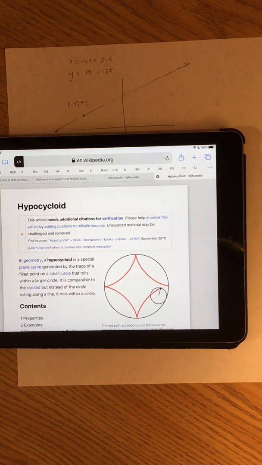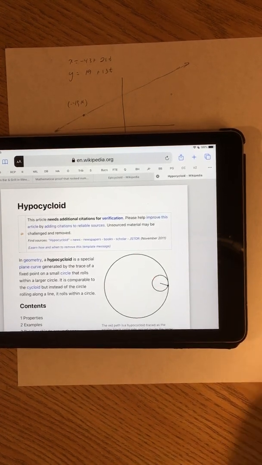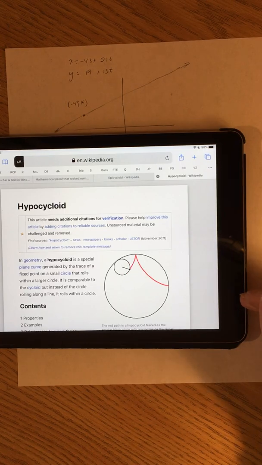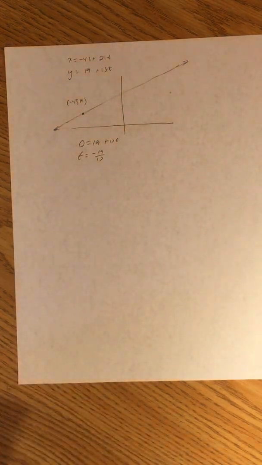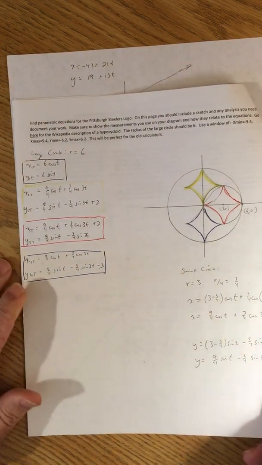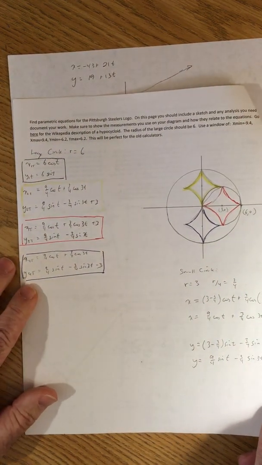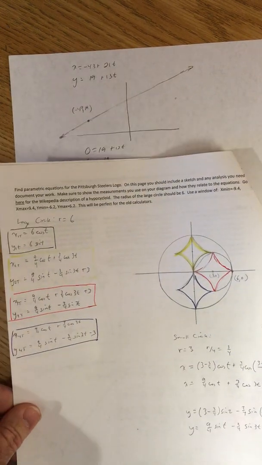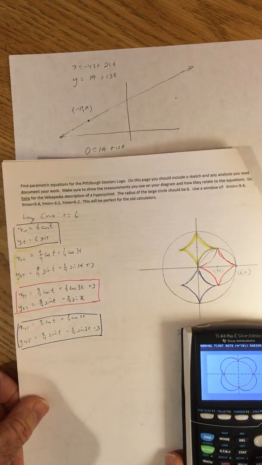In fact, I think anybody that lives in our area is definitely familiar with it. It's the Steeler logo. At least the inner part of the 4-cusp hypocycloid is known as the asteroid, and the Steeler logo has that. Well, here's my Steeler logo. And this is your homework assignment. You have to find parametric equations of the Steeler logo. Now, I don't want to give you my parametric equations here. I'm going to cover those up.